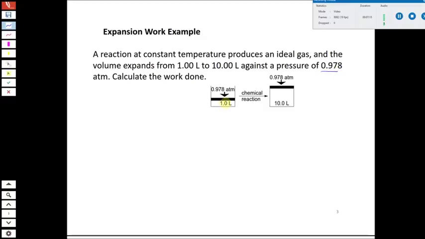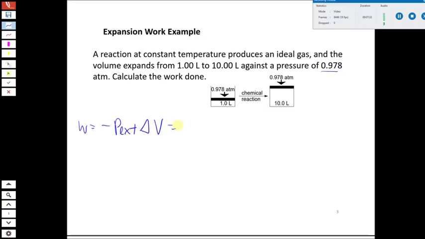But here we have some chemical reaction that generates a gas. Initially the gas is at 1 liter. And then it does some work and expands to 10 liters. We want to know what's the work associated with that. There's really not much complication to this. We just take that same equation. W is equal to the negative of external pressure times change in volume.